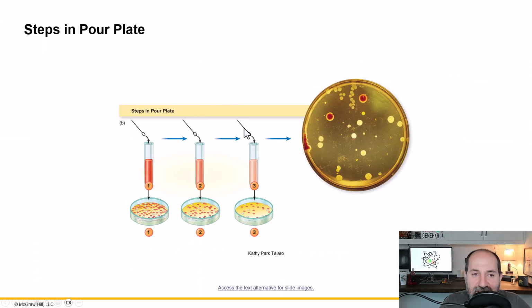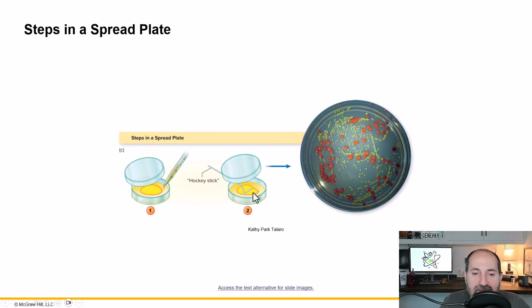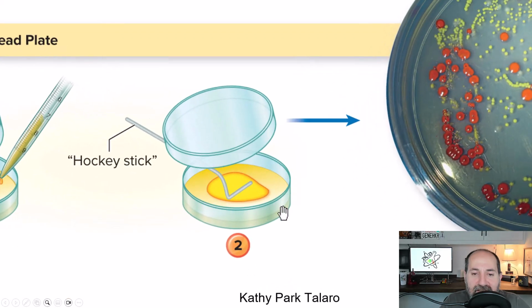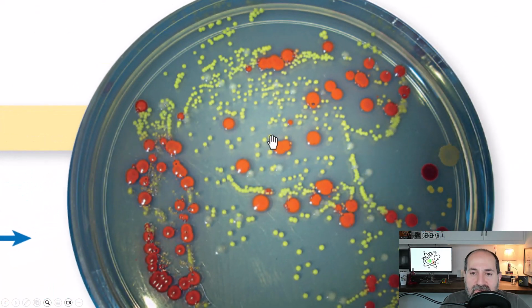And then there's a spread plate, right? Remember, for the spread plate, we spread it around with a hockey stick or a swab. We used a swab. So this requires spreading the bacteria around on the surface of the agar. And in this case, you should only see bacteria on the surface of the agar. You're not going to see any bacteria trapped within the agar because that would be from a pour plate.